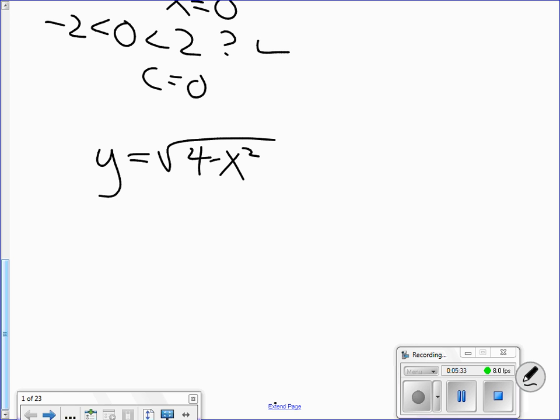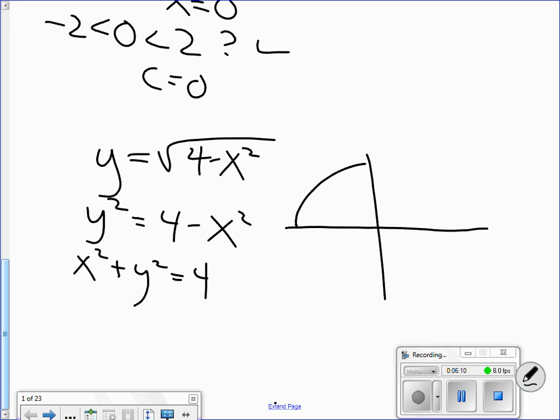Do me a favor, in your head, without writing anything down, square both sides of that equation and move things around. How many of you recognize what that is? Square both sides. Yeah, it is, right? Because if you square both sides, and you add the x squared, you know that's the equation of a circle, right? But we only have the positive square root. So this graph was just the graph of a semicircle. It's where the y's are positive.